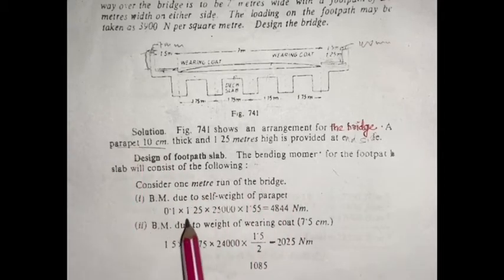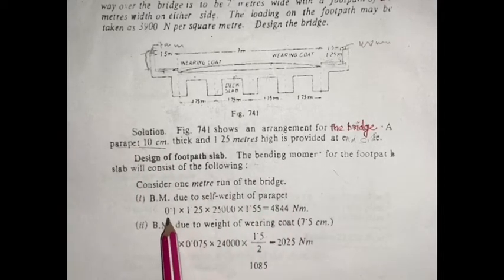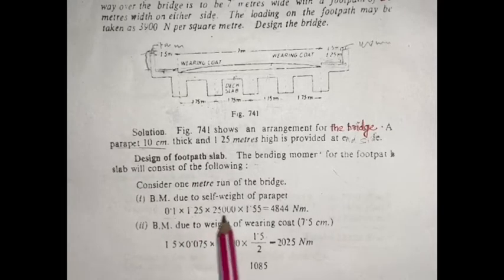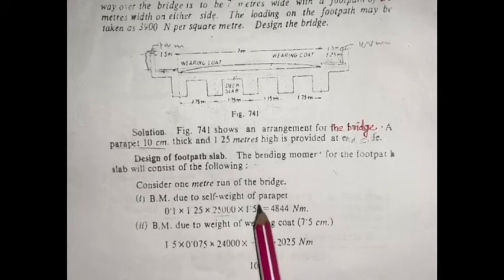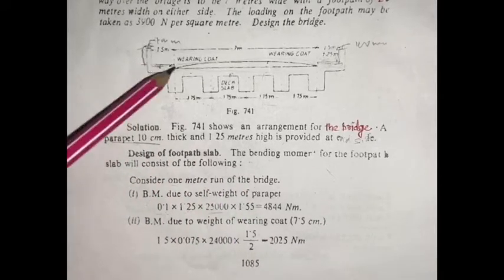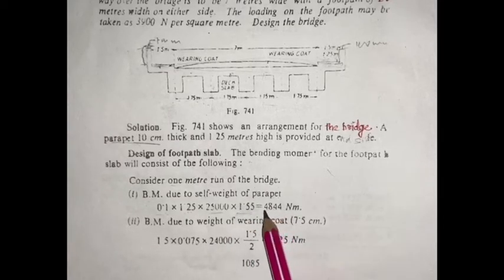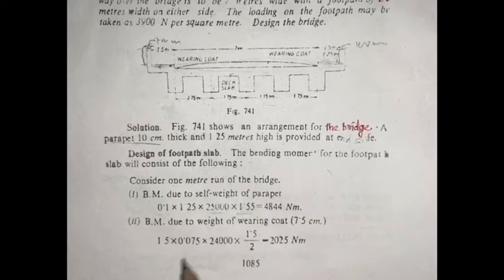What will be the self weight of the parapet? 0.1 is the thickness, and 1.25 is the height, and this is the specific gravity of the concrete, and 1.55 is the length of the footpath. So we get 484 Newton meter.